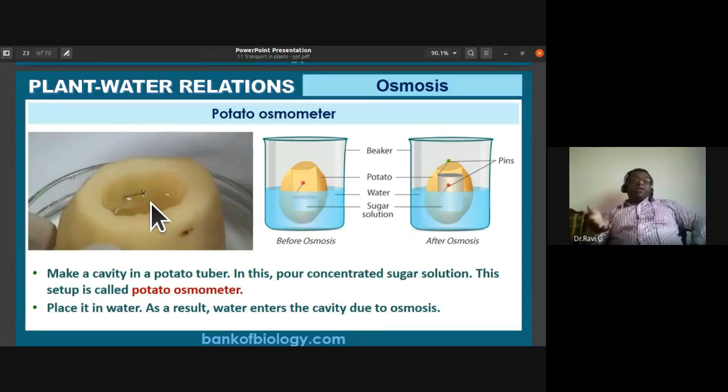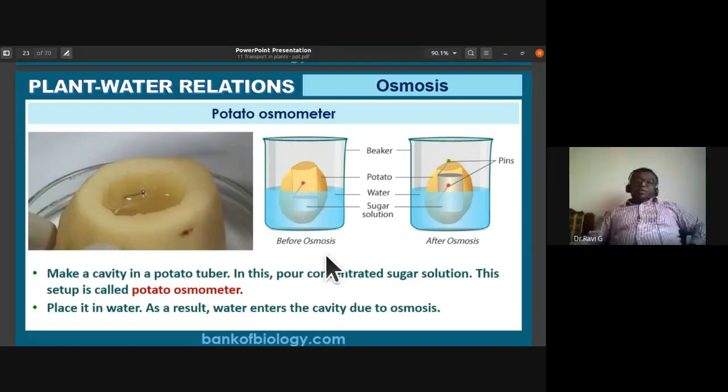You can demonstrate osmosis, which is the movement of water from a region of higher water potential to a region of lower water potential through a semi-permeable membrane. The potato cells, cell walls and membranes act as semi-permeable membranes. We call this osmosis. So make a cavity in a potato tuber by scooping out those tissues. It is a fresh potato, and the outermost skin is peeled. In this, we pour concentrated sugar or salt solution. This setup is called a potato osmometer. It is placed in a beaker containing pure water. As a result, water enters the cavity due to osmosis. So this experiment, to demonstrate osmosis using a living tissue, we call the physiological experiment, the potato osmoscope experiment, or potato osmometer.